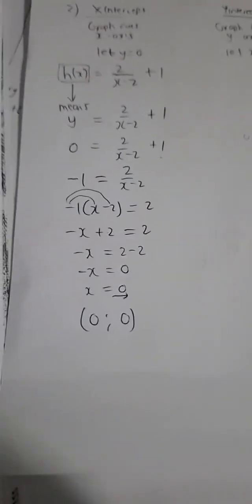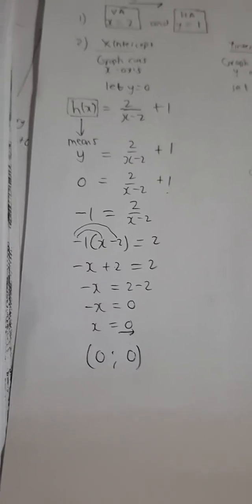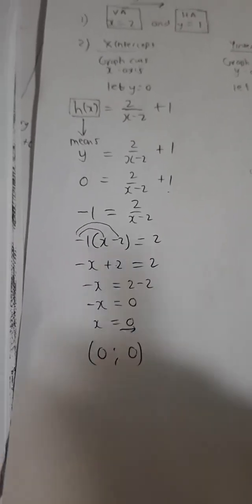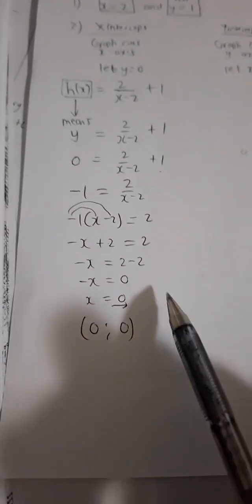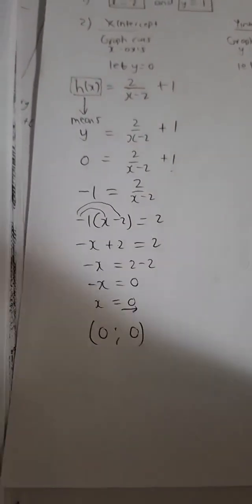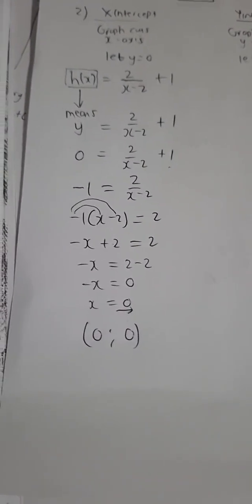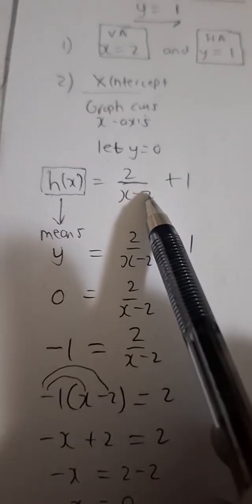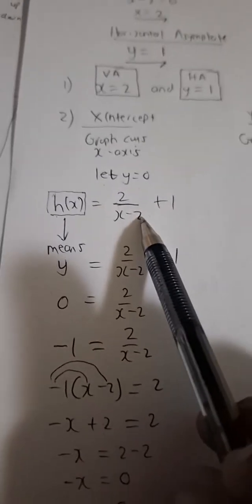So what is this then saying to us, guys? In simple terms, it's saying that we have an x-intercept and a y-intercept that is actually 0, 0, which is very interesting. The x-intercept and the y-intercept are 0. So let's just relook at this so that we are sure that what we did is 100%.